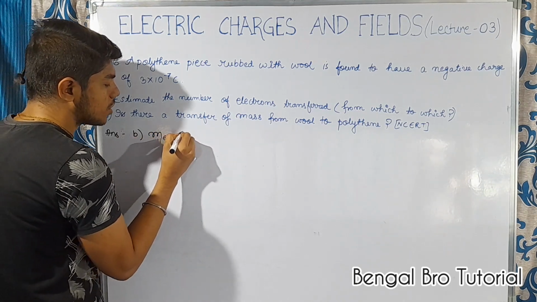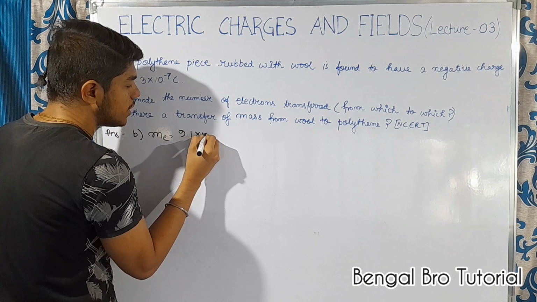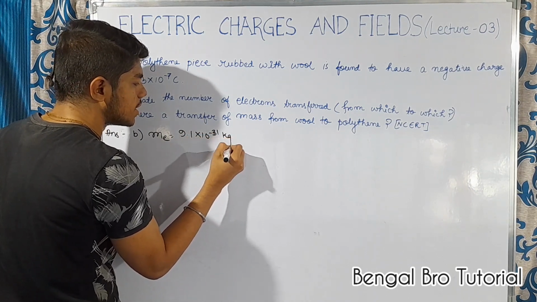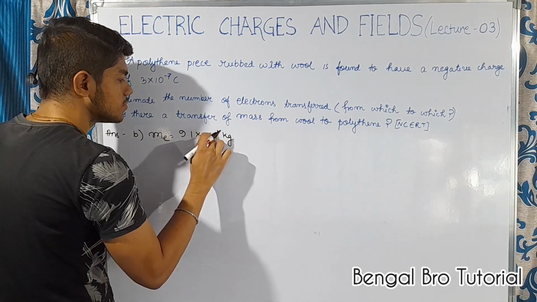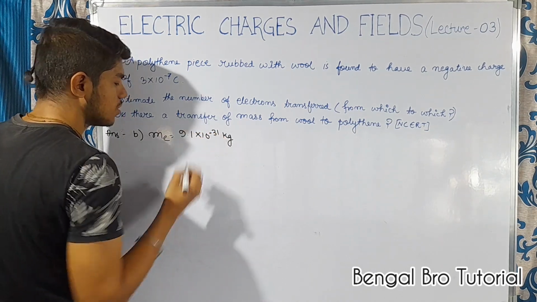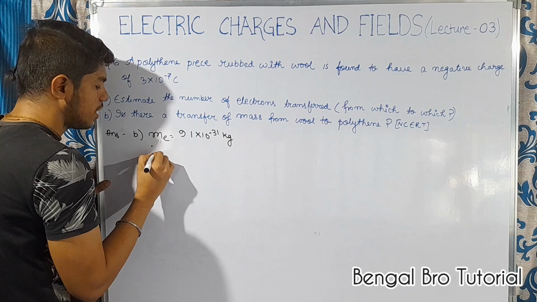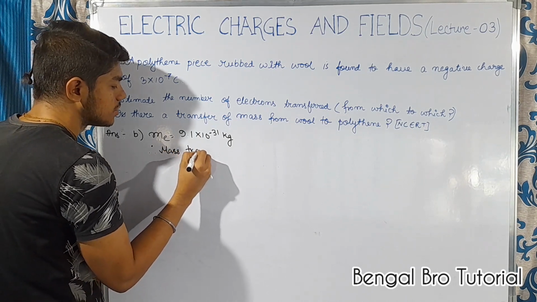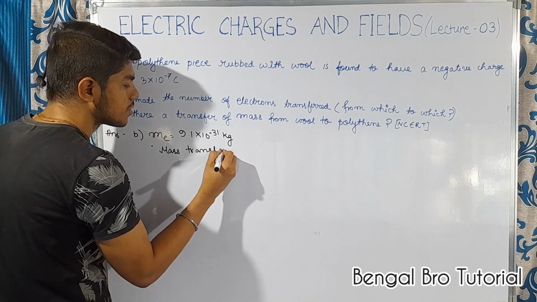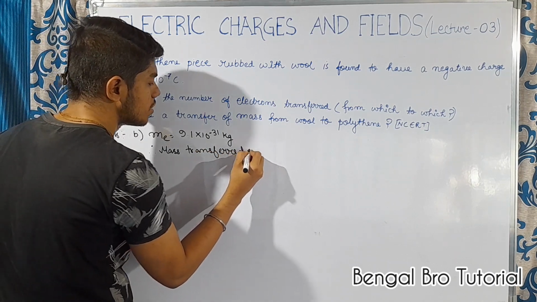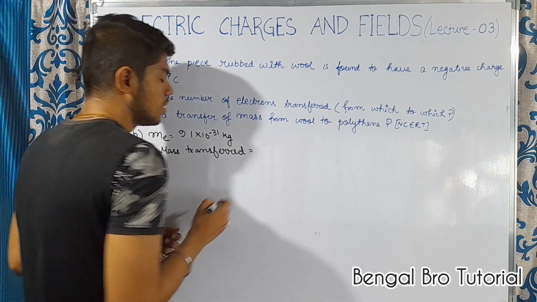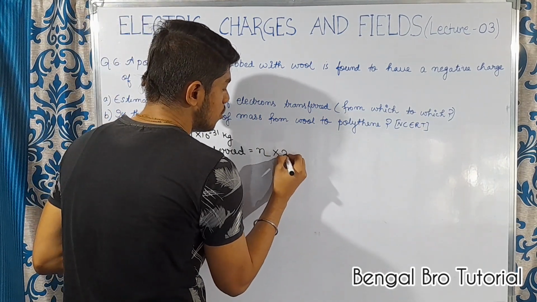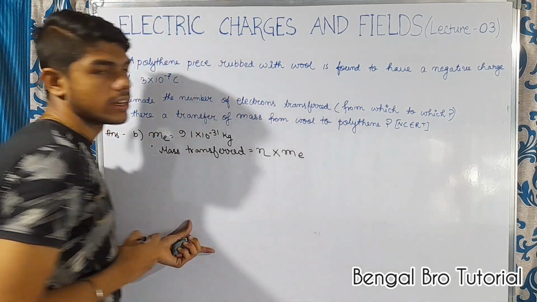Mass of one electron is equal to 9.1 into 10 to the power minus 31 kg. Therefore, mass transferred will be equal to the number of electrons transferred into mass of one electron.